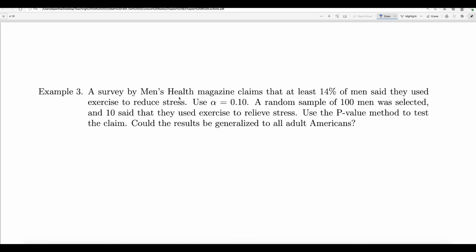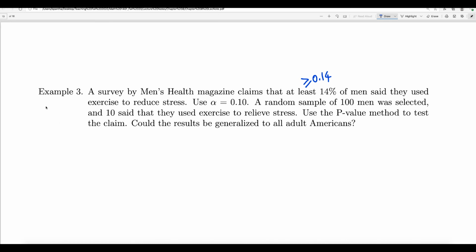Okay, that's their claim: that in the population, at least, meaning greater than or equal to 14%, which is 0.14. Use alpha equals 0.10. A random sample of 100 men was selected, and 10 of them said that they used exercise to relieve stress. Use the p-value method to test the claim. Could the result be generalized to all adult Americans?